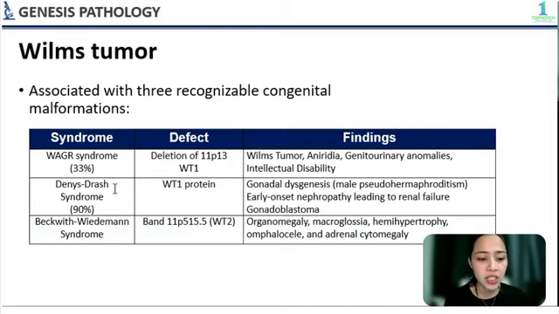At a much higher risk of developing Wilms tumor, around 90%, are patients with Denys-Drash syndrome. This is characterized by gonadal dysgenesis, early-onset nephropathy, and gonadoblastoma. They demonstrate a germline mutation or abnormalities in the WT1 protein. And lastly, there is also increased risk of developing Wilms tumor among patients with Beckwith-Wiedemann syndrome. This is characterized by organomegaly, macroglossia, hemihypertrophy, omphalocele, and adrenal cytomegaly.